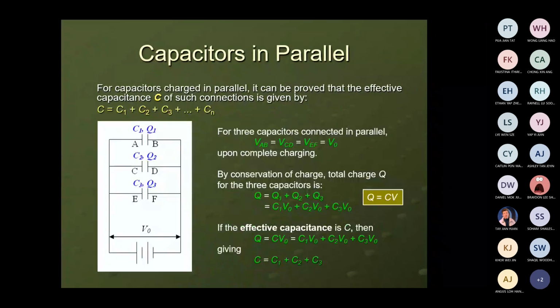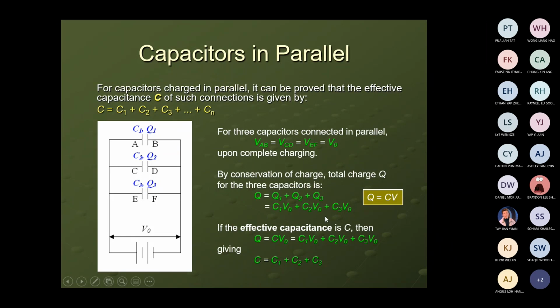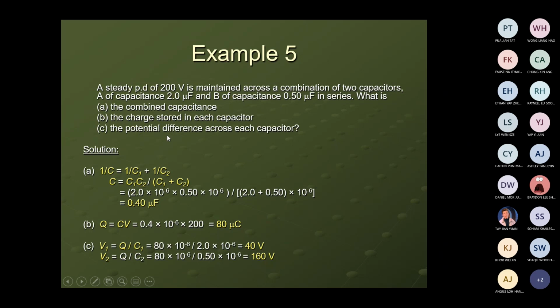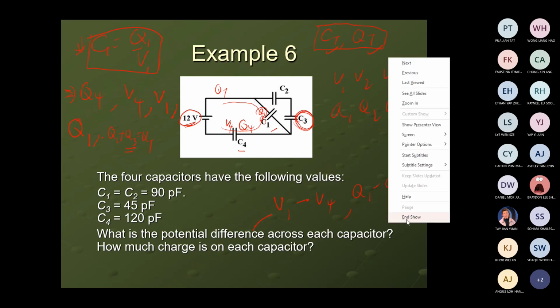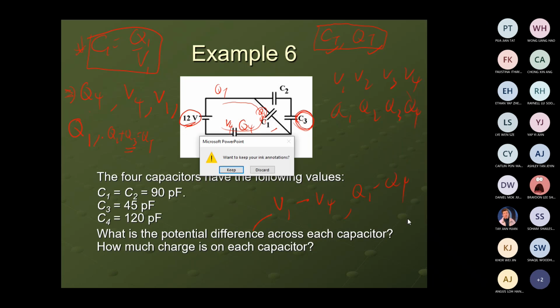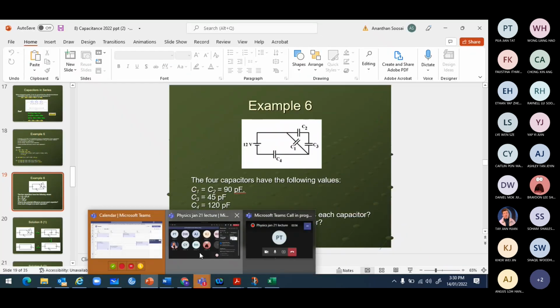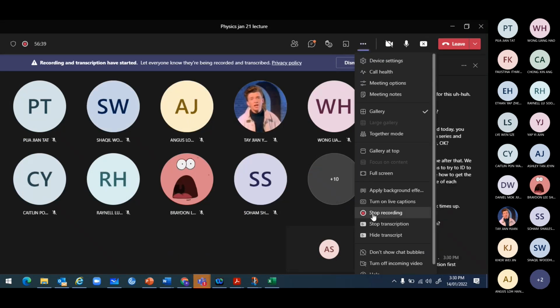So what did you learn today? You learned capacitors in series and parallel, 6 formulas. Then after that we did some questions to get the idea of how to get the voltage and charge of each capacitor. I think time's up, so I stop here. Any questions? Do the question first. Maybe on Monday you have some questions you can ask me. Okay, thanks.